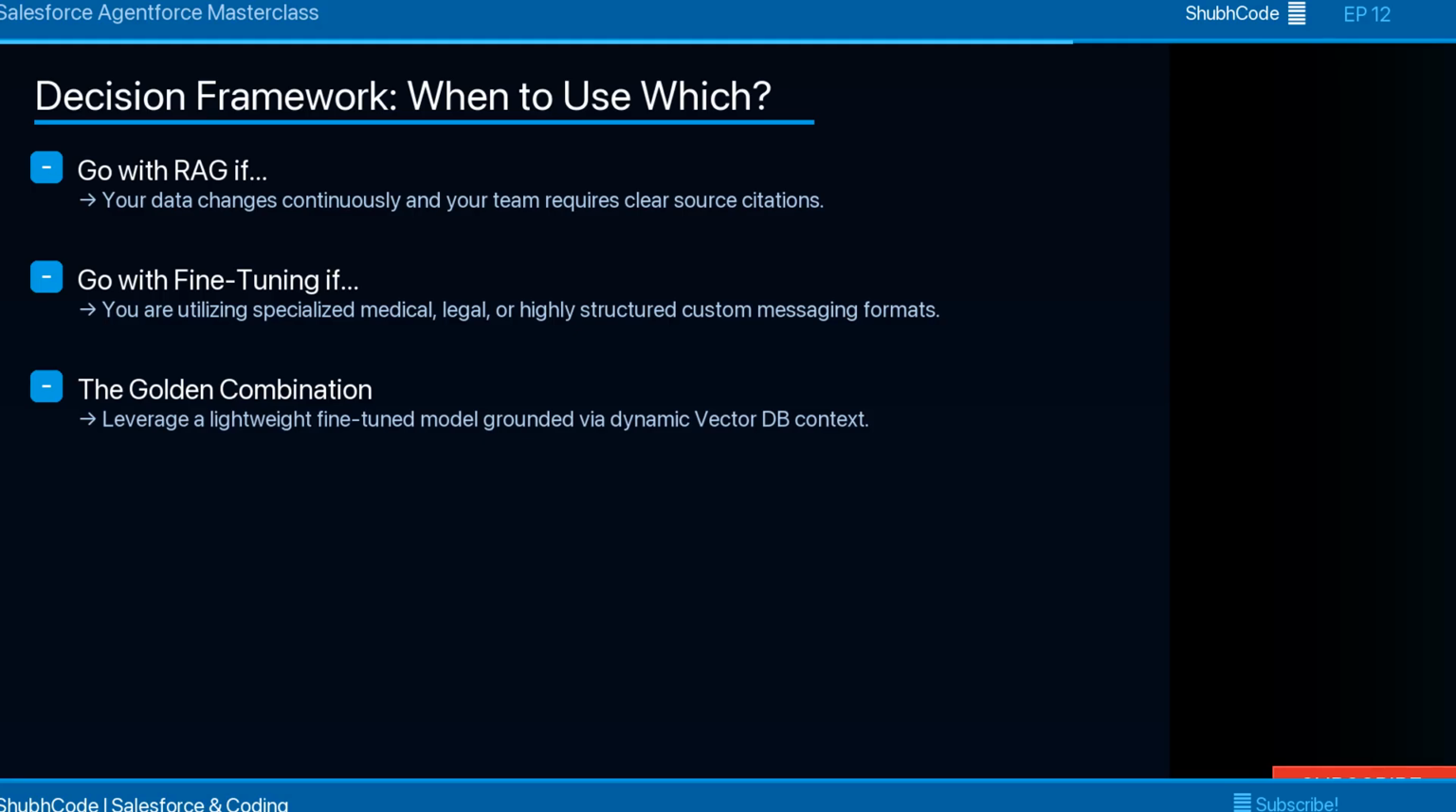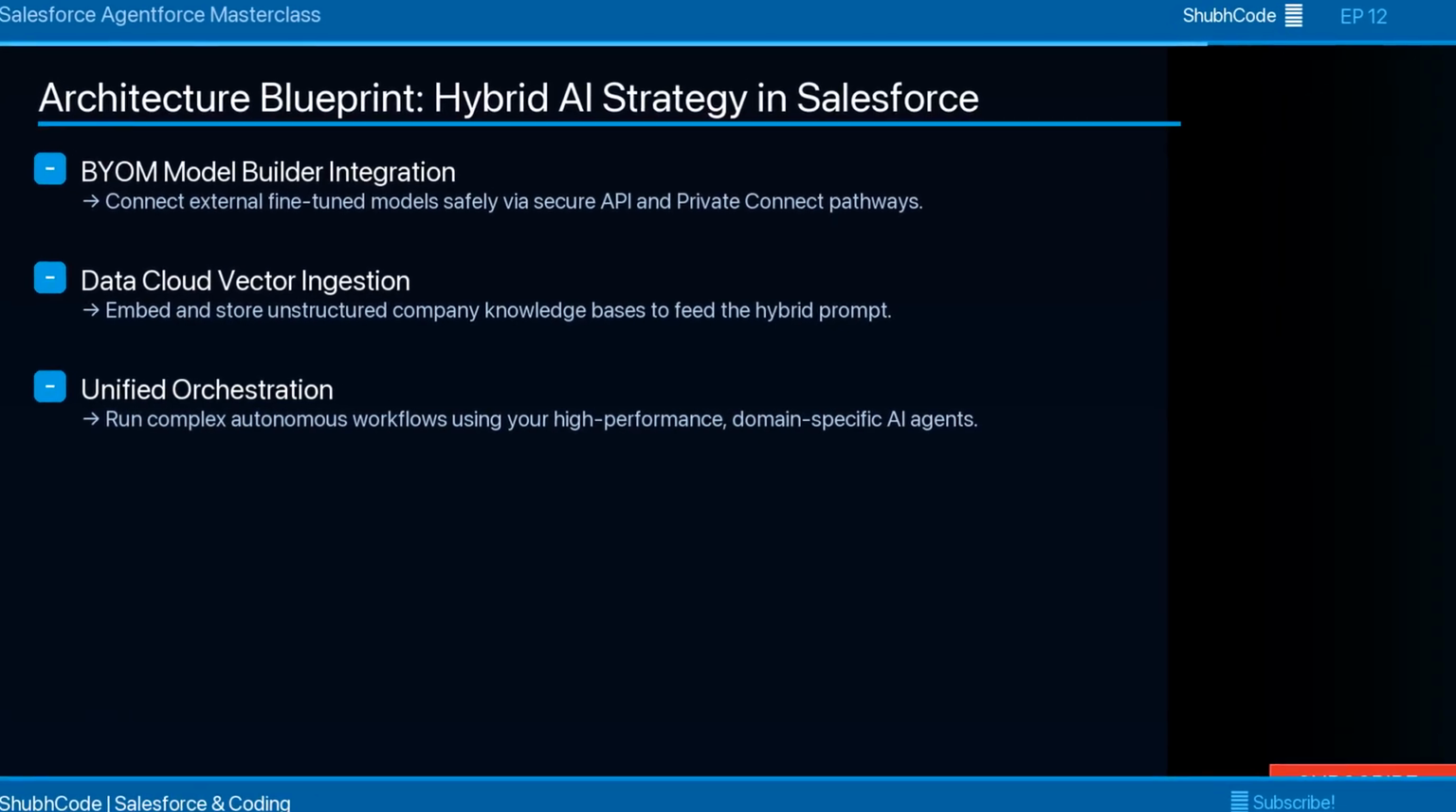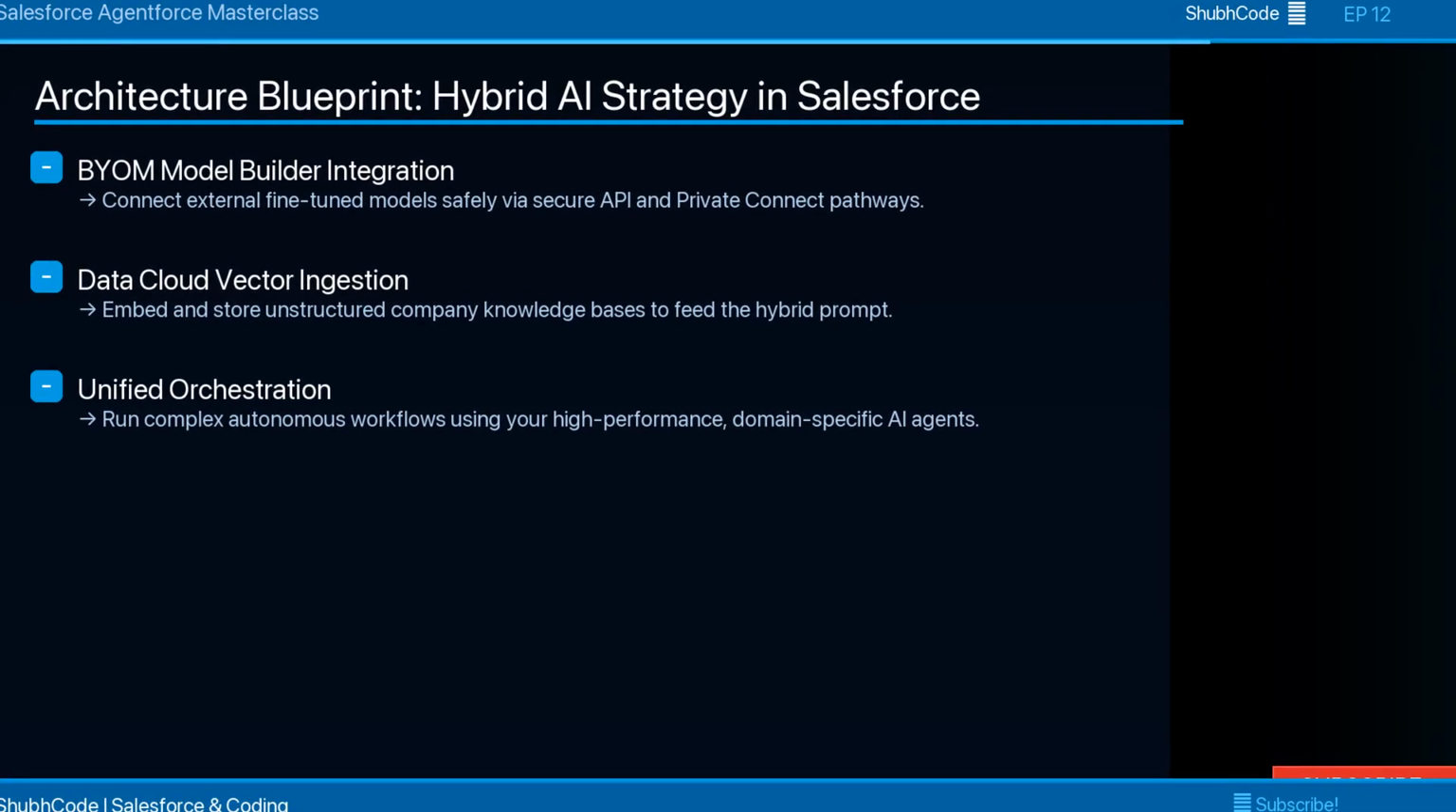To wrap up our technical deep dive, let's look at the ultimate hybrid architecture inside Salesforce. By utilizing Model Builder, you can connect your custom fine-tuned models from partners like OpenAI, Anthropic, or AWS SageMaker directly into Agentforce. You then pair that fine-tuned model with Data Cloud vector spaces to run real-time RAG operations during prompt execution. This provides the best of both worlds, a model that speaks perfectly in your corporate voice while remaining fully grounded in dynamic CRM truth.